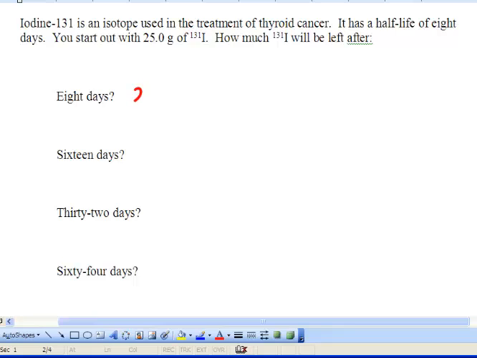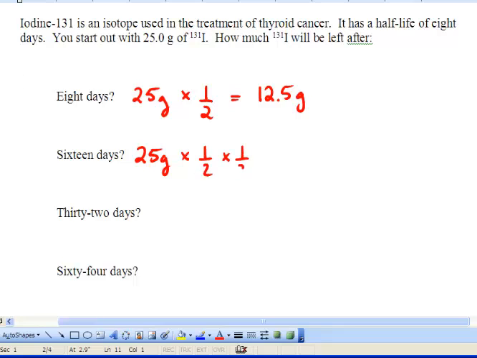Well, what we're going to do is put our beginning amount, and we're going to multiply it by a half. What that does really is divide it by 2, and we get, after 8 days, 12.5 grams of iodine-131 left. Now, after 16 days, we start again with our 25 grams, and we're going to multiply it by 1/2, which is 8 days, and then another half-life, which is another 8 days, and that equals 16. And we get 6.25 grams left after 16 days.